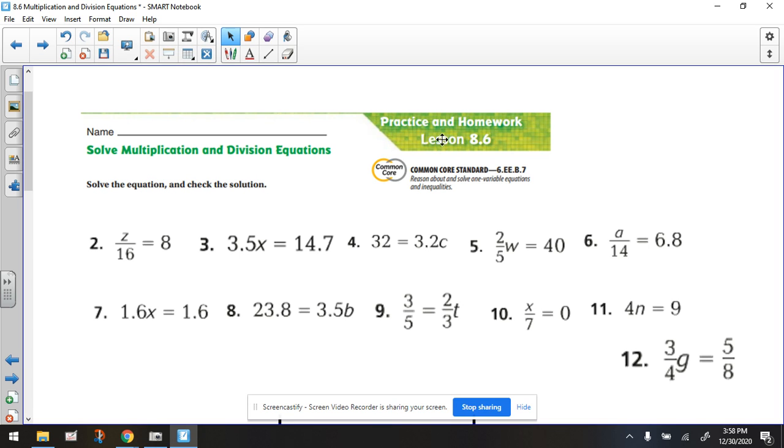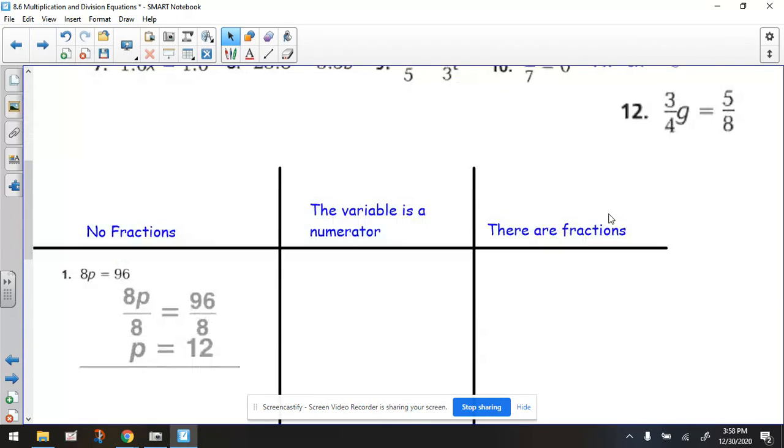We're taking a look at 8.6, which is on solve multiplication and division equations. It's very important when you go through the homework to make sure that you classify each of the questions into one of three categories. So what are those three categories? They are equations that have no fractions. The example that they give you for number 1 is just such an example. It's just straightforward: 8 times p equals 96.